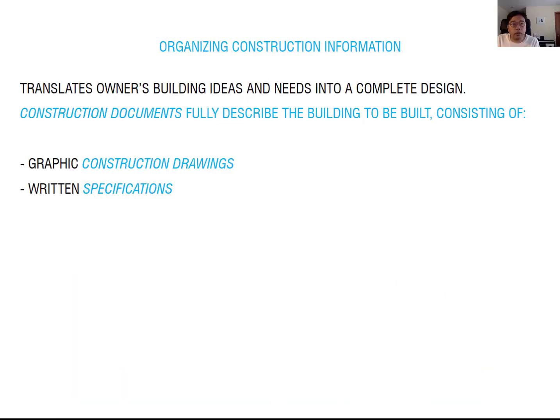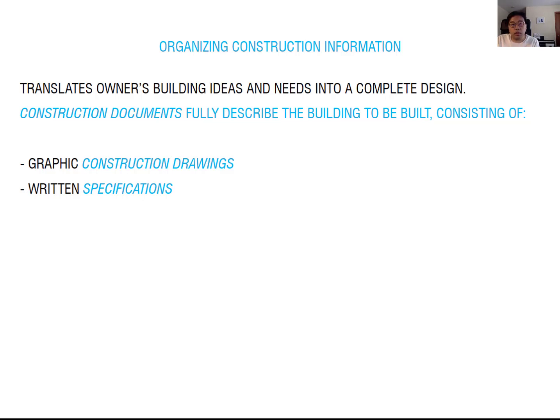So now we discuss organizing the construction information. To construct your project, we have to prepare two elements, which are the graphic construction drawings and the written specification. The graphic construction drawings we already discussed, from SD to construction documents. We keep preparing these drawings to construct your project. But what about the written specification, and why do we need it for your project?